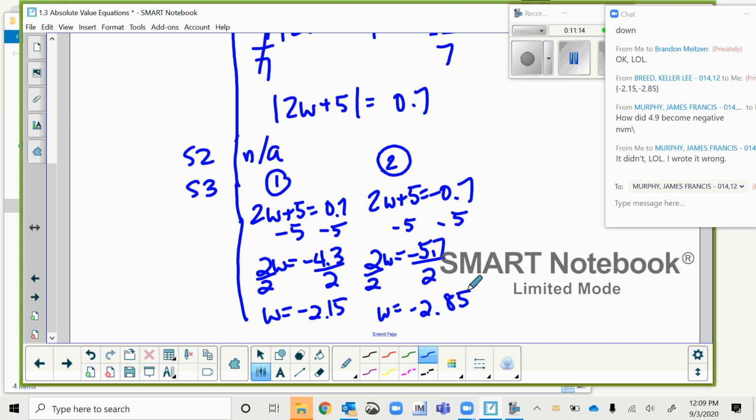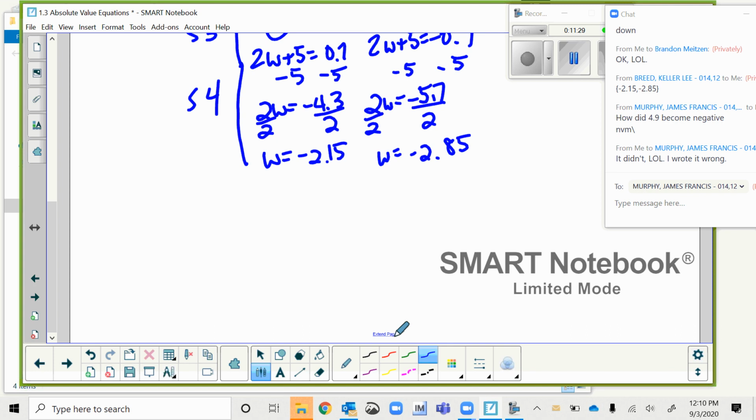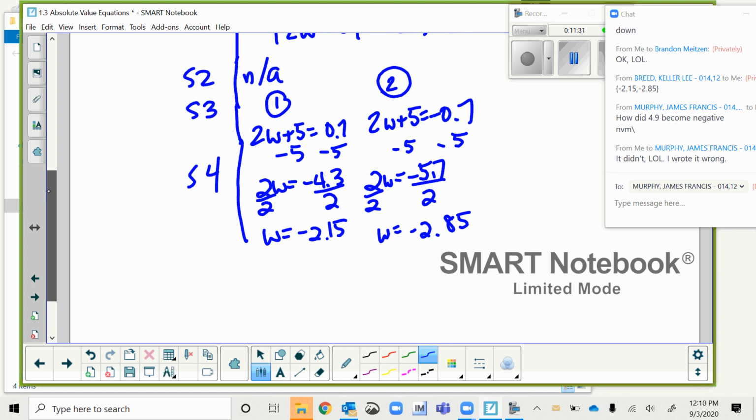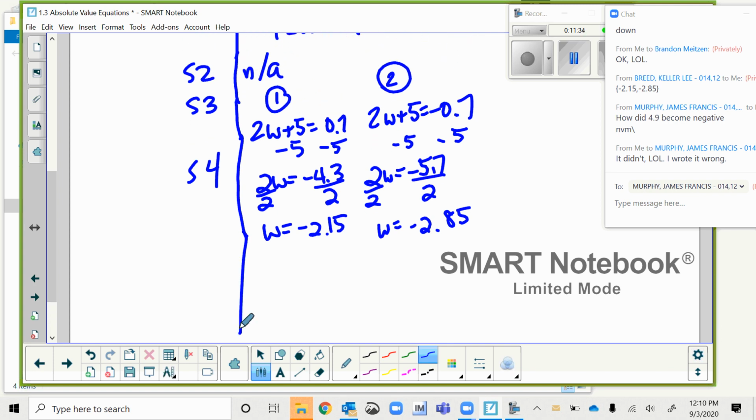So here's my work. You should have negative 2.15, negative 2.85. The last step, though, is to put your answer in set notation. When you're putting it in set notation, they're both negative. Remember that if you're going in numerical order, the number that seems bigger is actually the smaller one because of the negative. So the negative 2.85 should be listed first.